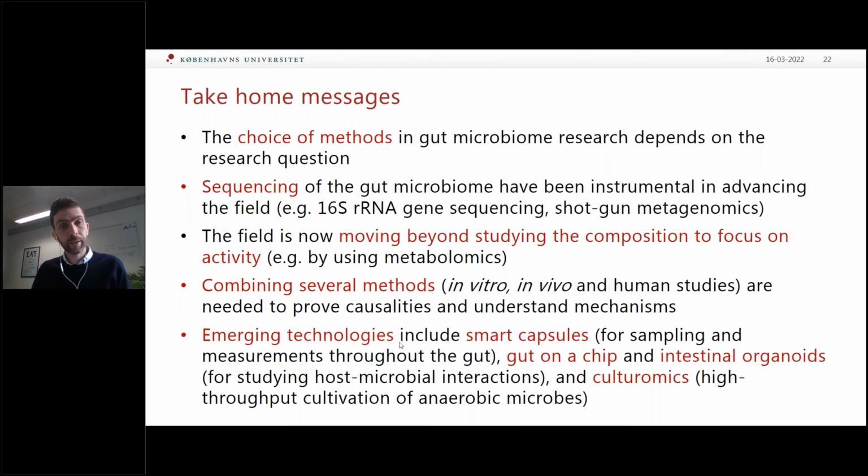Some of the emerging technologies are smart capsules, both for sampling but also for measuring different things throughout the gut, gut-on-a-chip and intestinal organoids for studying host-microbial interactions, and also cultureomics, so the effort of being able to isolate and cultivate anaerobic microbes originating from the human gut.